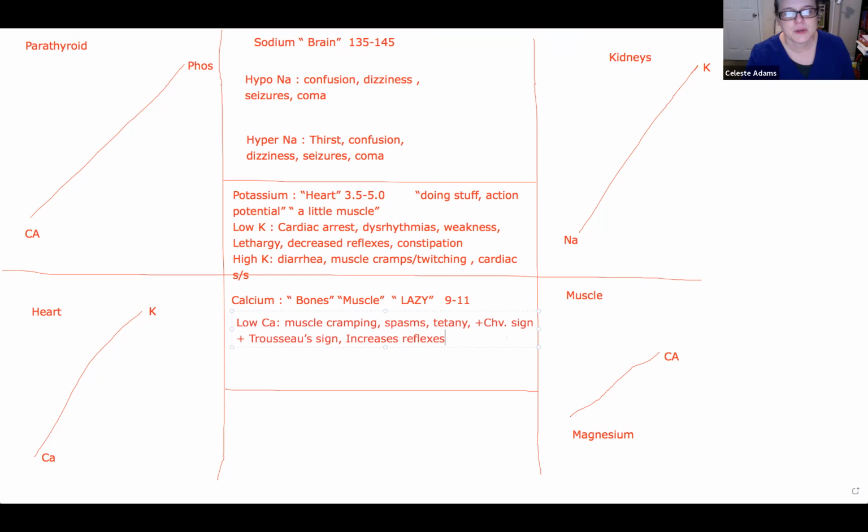Okay, so knowing that about low calcium, what do you think you would see in high calcium? Lazy. When you think of muscle laziness, what do you think of? What's a muscle lazy sign? Weakness. Okay. What's another muscle lazy sign? Think stroke.